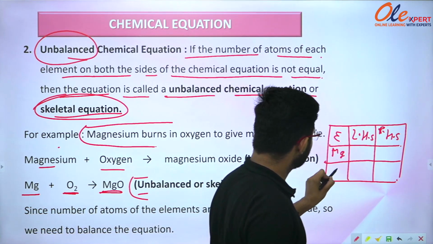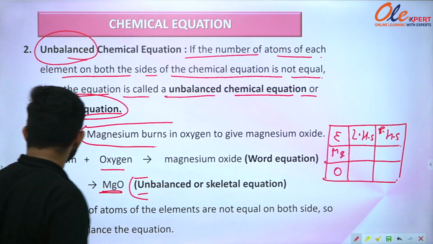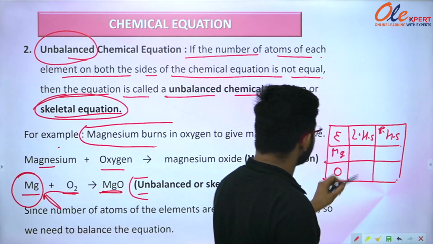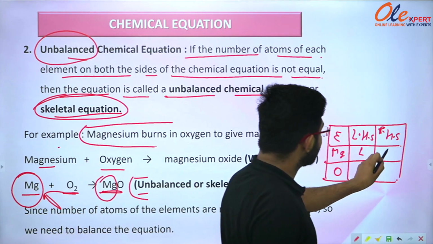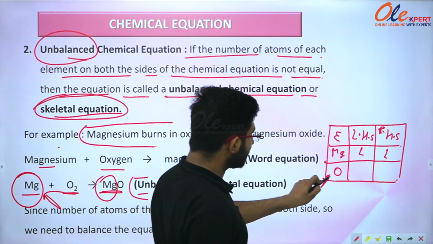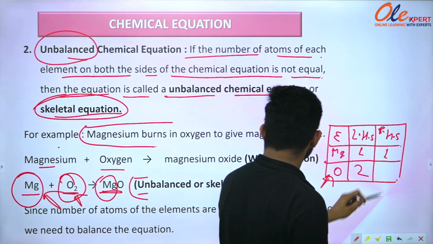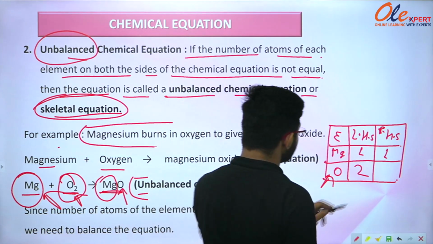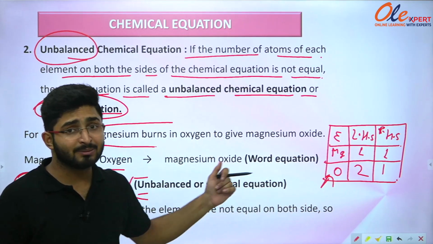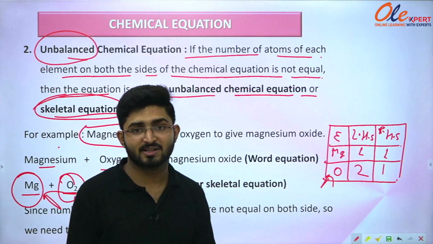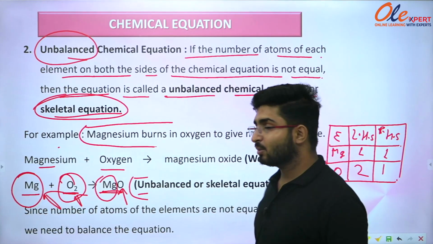So on the left hand side, there is only one atom of magnesium, so you have to write 1 here, and on the right hand side there is one atom of magnesium. But when we are talking about oxygen, on the left hand side oxygen has 2 atoms, and on the right hand side it has only 1 atom. So you can see that the number of atoms of the elements are not equal on both sides. So that's why you can conclude that it's an unbalanced chemical equation.